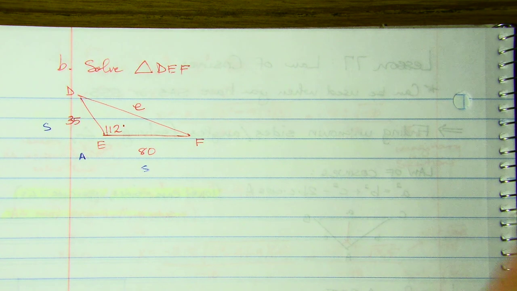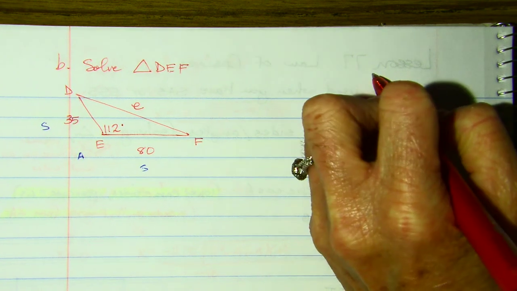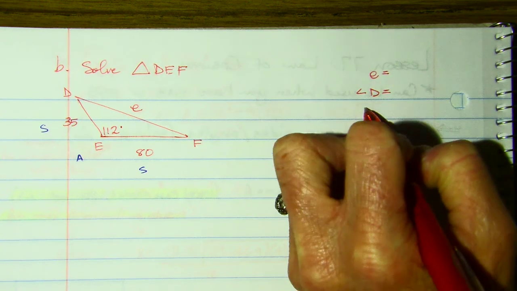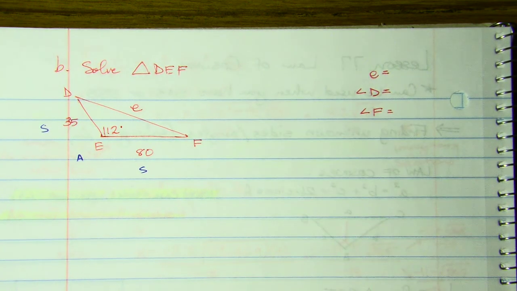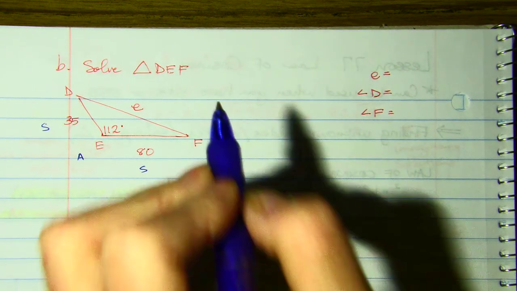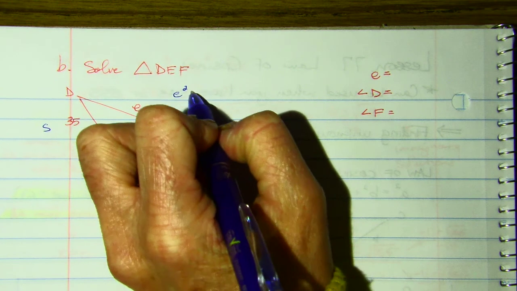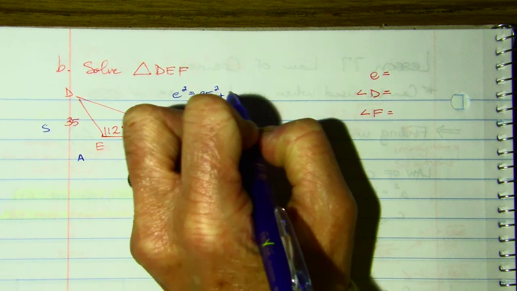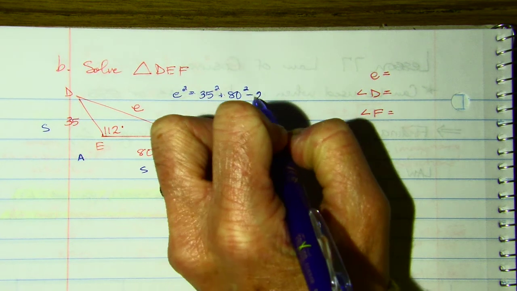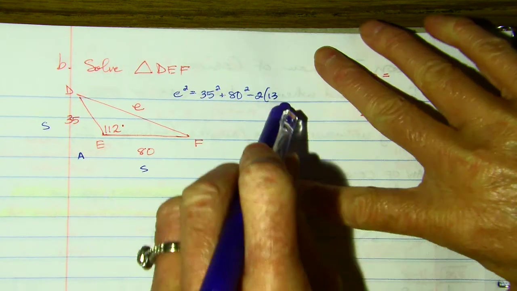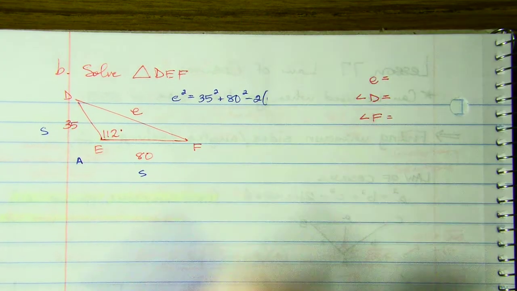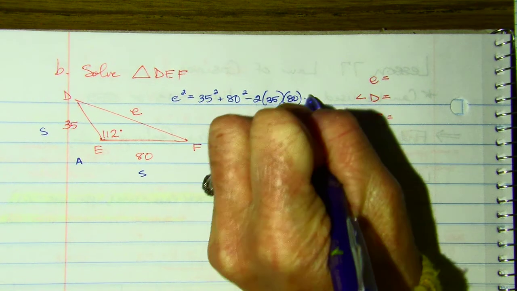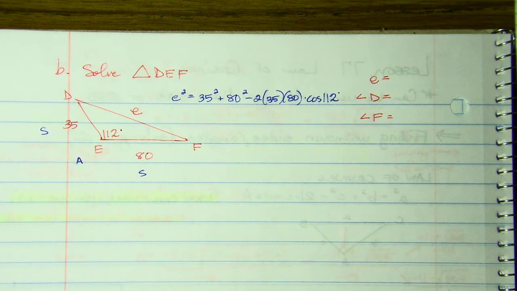So let's mark down what we're going to be solving for. I'm going to solve for side E, angle D, and angle F. Those are the three pieces that are missing. So here we go. E squared equals the other two sides squared. So 35 squared plus 80 squared minus 2 times my side times the cosine of 112.